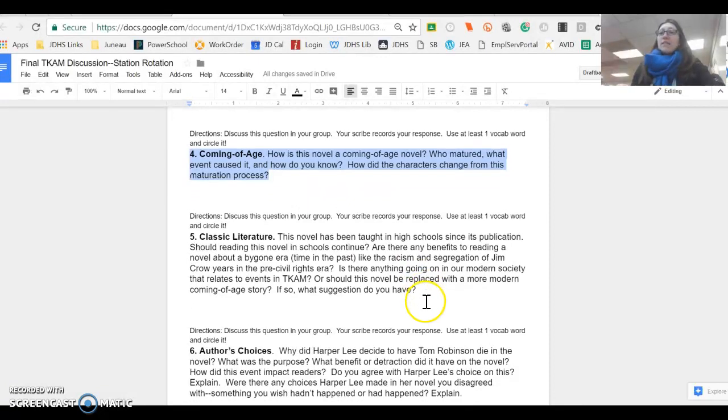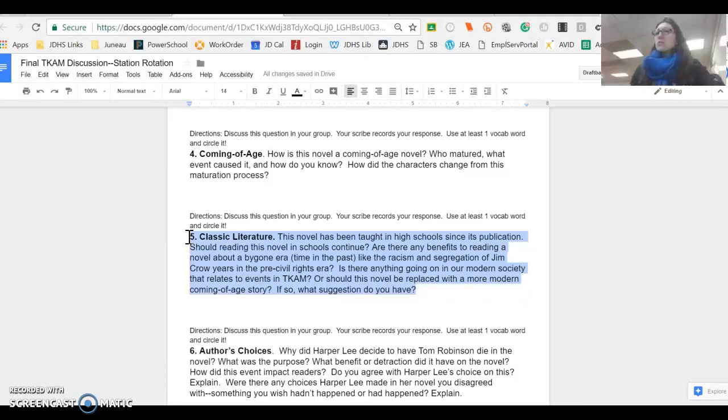Number 5 looks at the idea of classic literature. To Kill a Mockingbird has been taught in high schools since its publication in the 1960s. Do you think reading this novel in schools should continue? It's been identified as a piece of classic American literature.